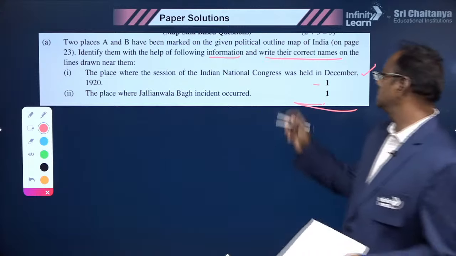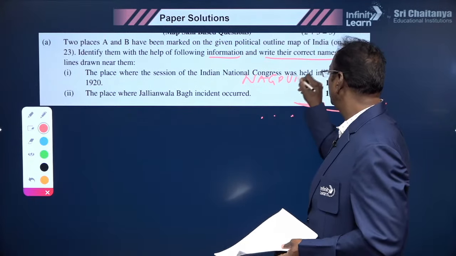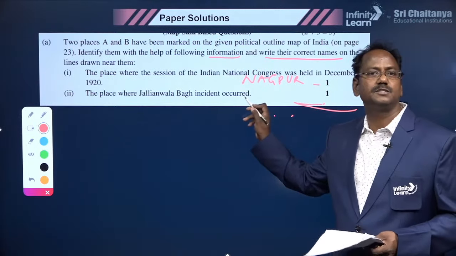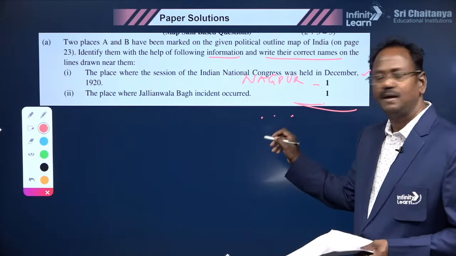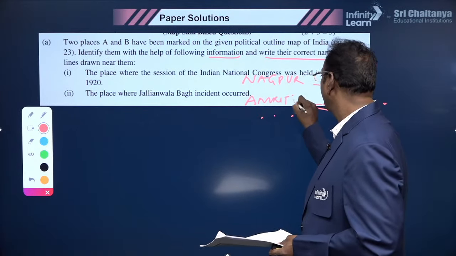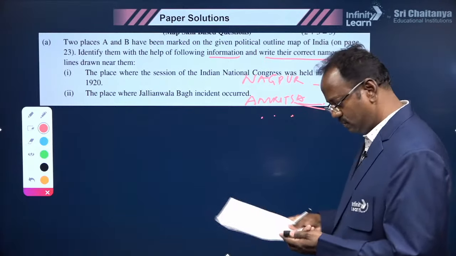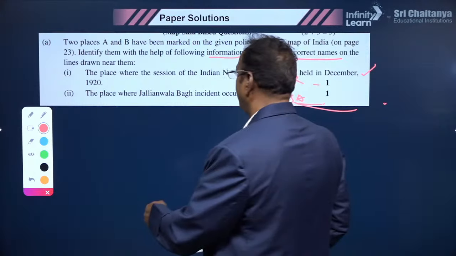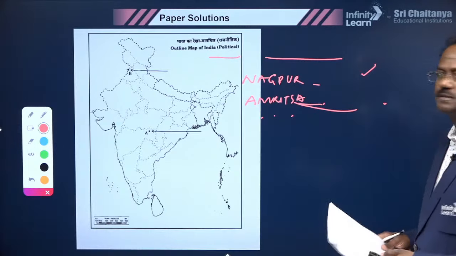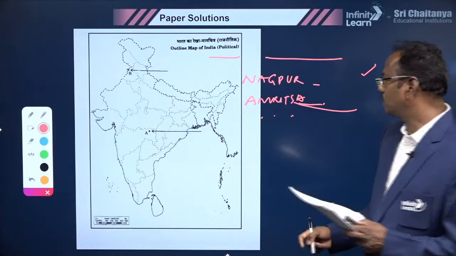Understand? So this is at Nagpur in 1920, the Nagpur session. And the place where the Jallianwala Bagh incident occurred is Amritsar, as we already know, 13th April. Now we go for this. So A and B, we see A, B.